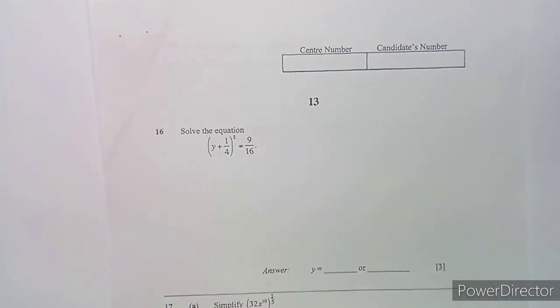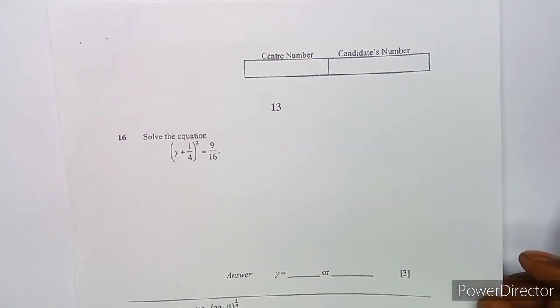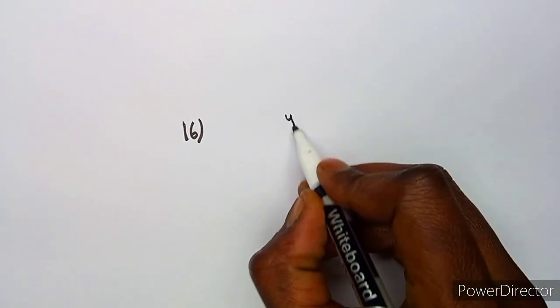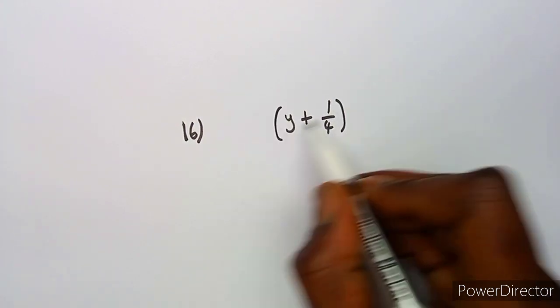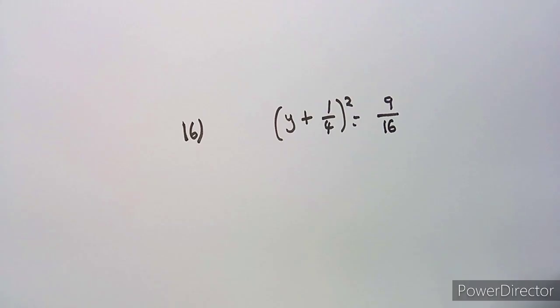All right, so let's see number 16. They're asked to solve the equation. Okay, is it clear? Okay, it's clear, but let me just write it here. Maybe it can be much clearer than what it is. (y plus 1 over 4) to the exponent of 2 is equal to 9 over 16. Okay, so that is what you're given to solve.